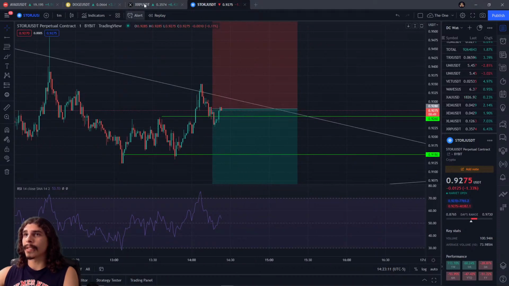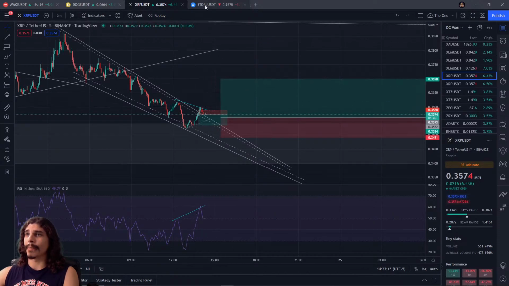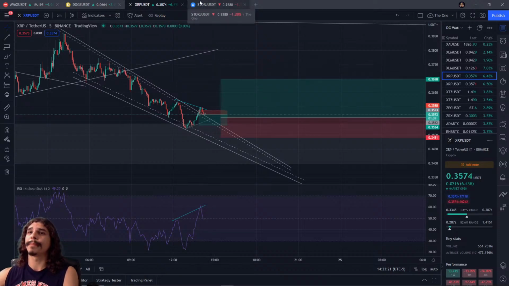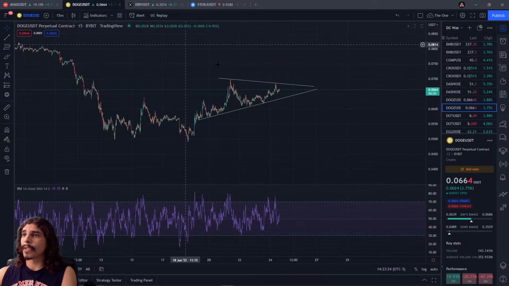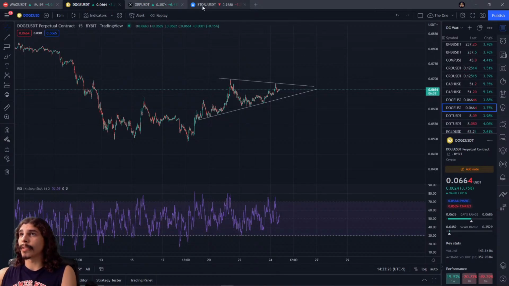I sure would hate to see this continue. I really would hate to see XRP pump. That's just going to really upset me if XRP pumps. Or if it dumps. If it pumps, I'm not going to be mad because we got stopped out of that short. But if it dumps, I'm definitely going to be upset. And Dogecoin, yeah, fuck Dogecoin. I don't even want to look at that market structure anymore.